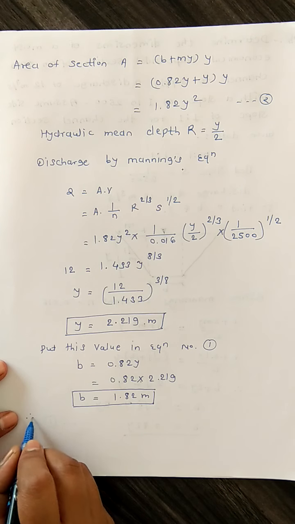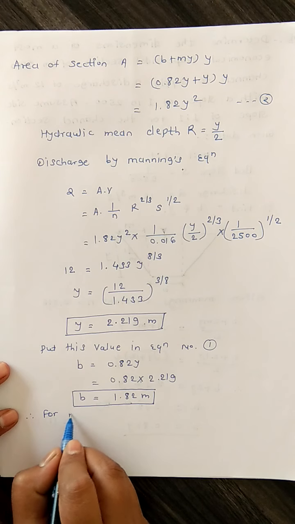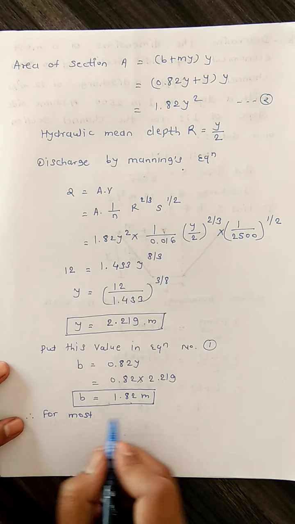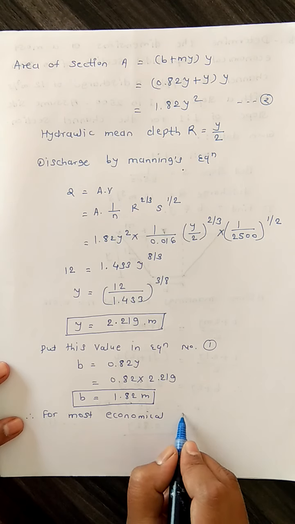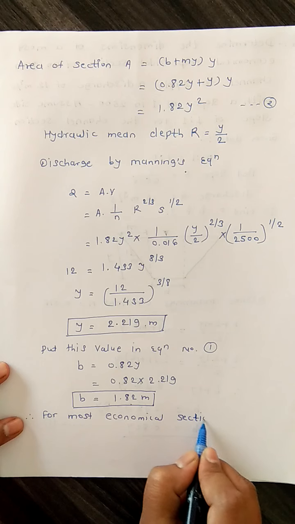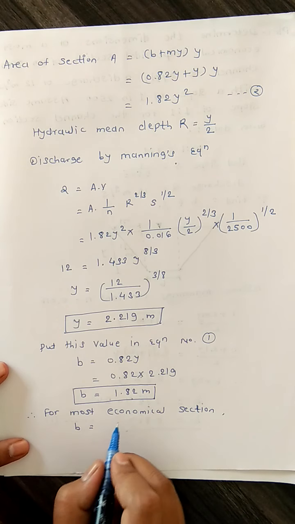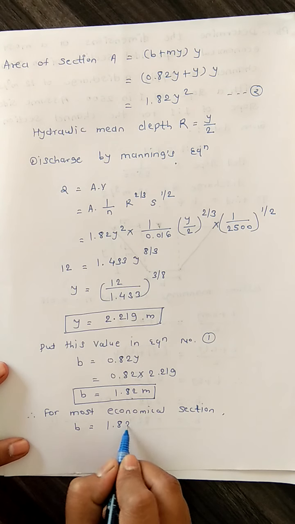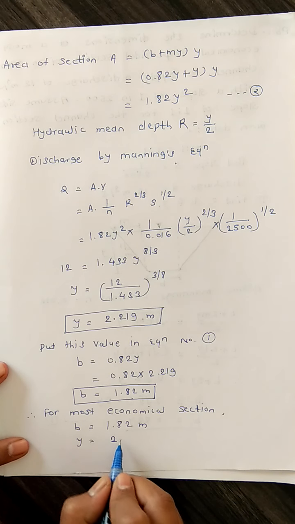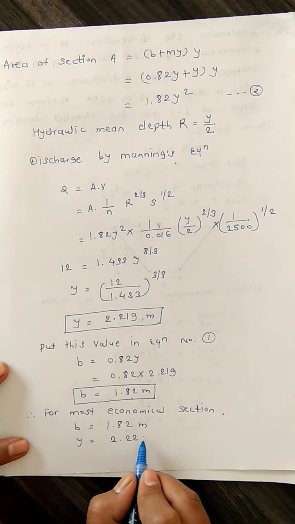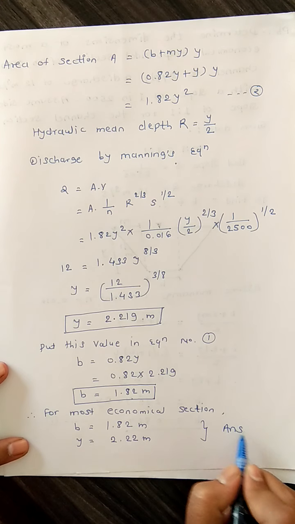So finally we write here, for most economical section, b is equal to 1.82 meter and y is equal to 2.22 meter. This is our answer.